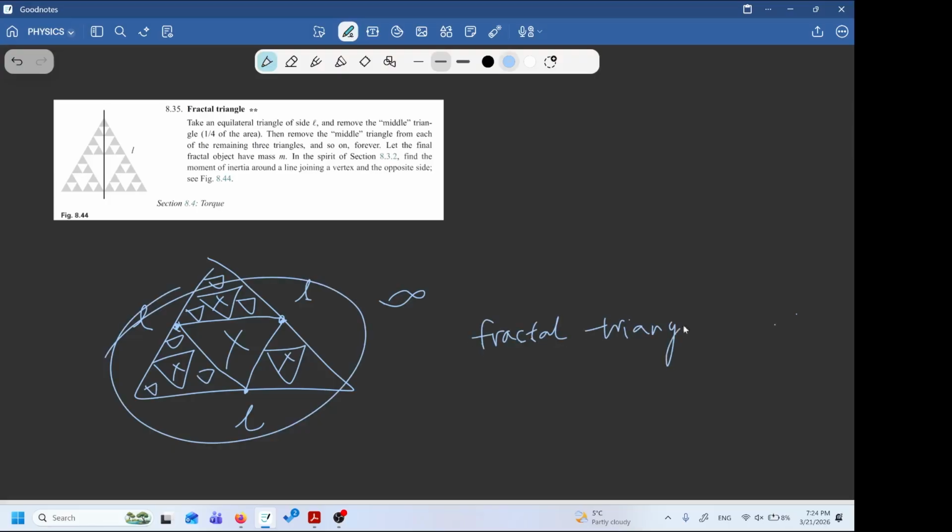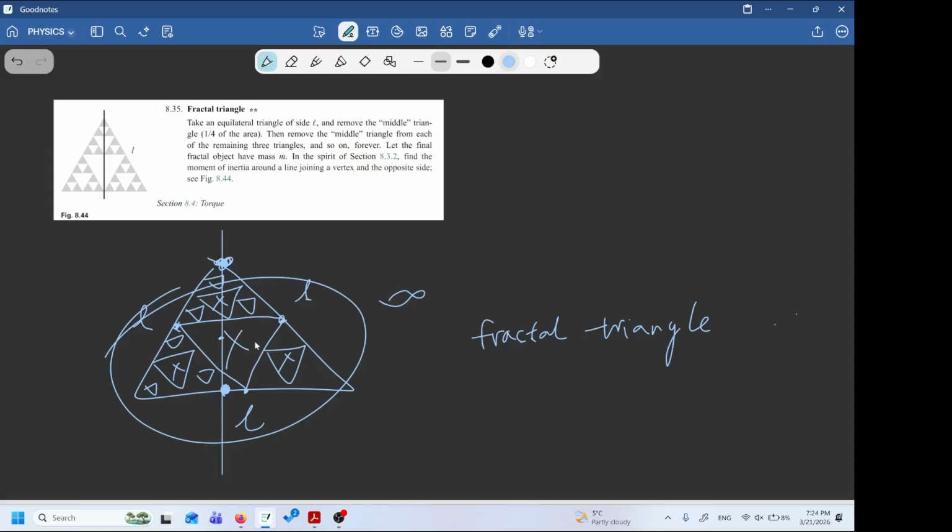And so we are just trying to find the moment of inertia of this fractal triangle. And specifically, we want to find the moment of inertia of this shape about a line that goes from the top vertex straight down to the middle of the opposite side and going through the center. So this is hard because this shape is very complicated. It isn't really realistic to just integrate each small part.